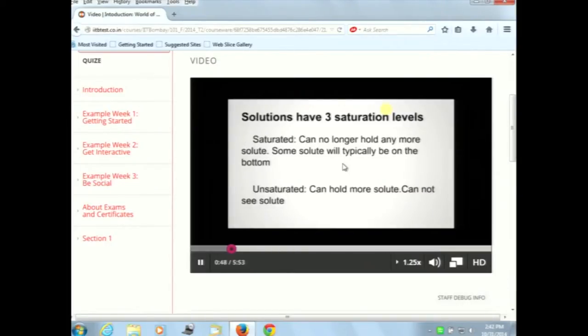There are three different saturation levels that a solute and solvent can have. The first one is saturated, meaning that it can no longer hold any more solute. Some solute will typically be on the bottom of the beaker. That's how you know that it is saturated. No more can go in.